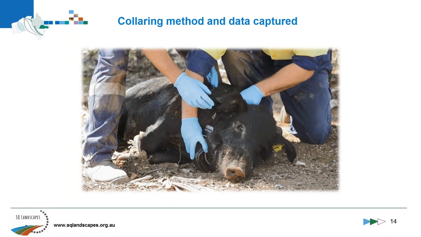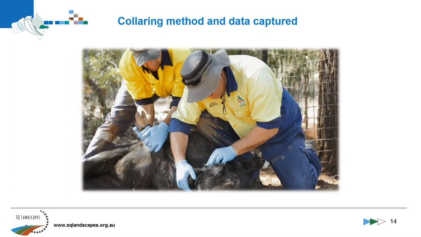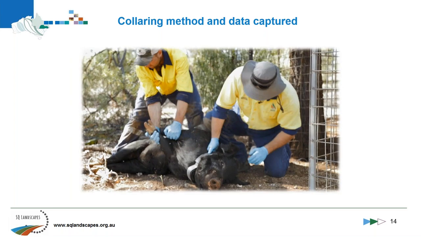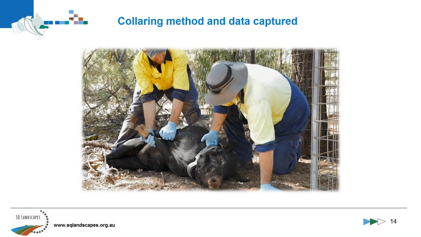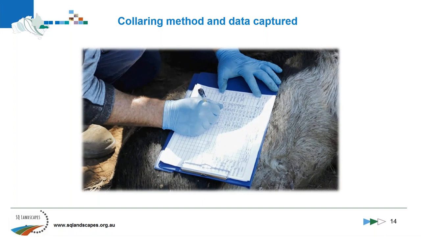So that's a GPS tracking collar. It takes a waypoint every half an hour for the rest of that animal's life. It takes that waypoint every half an hour, and then every 6 hours, it sends it up to the satellite, and we can get that information back.